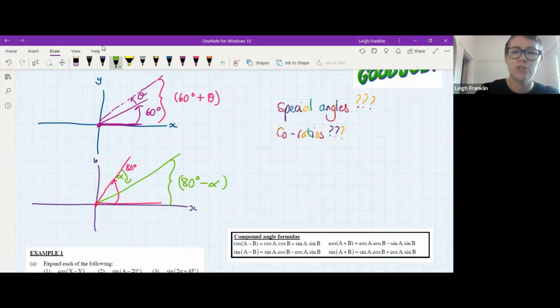The other thing that I wanted to check before we moved on is very, very important. Do you know your special angles? And do you know your co-ratios? If you learn your special angles off by heart, it will save you time. I mean, you are supposed to learn them off by heart anyway, but if you know them, it will save you time, because then you don't have to constantly pick up your calculator to work stuff out. And when I'm talking about your co-ratios, what I mean is, you know that the sine of 90 minus theta is cos theta, or that the sine of 2 degrees is the same as the cos of 88 degrees.